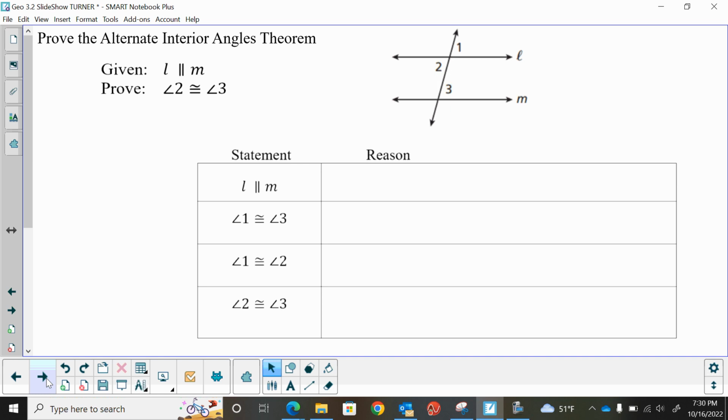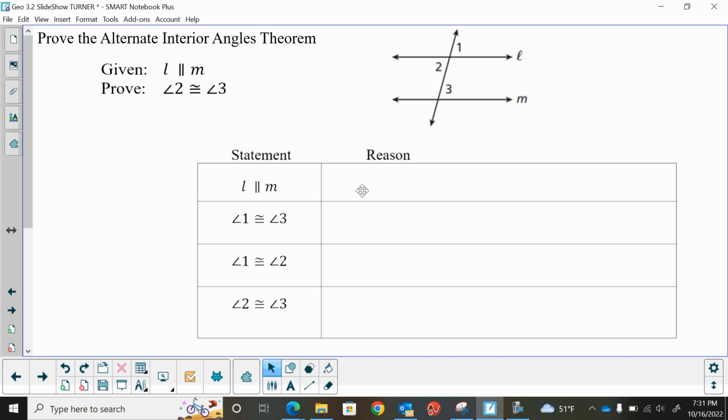So what we're going to do here is look at one quick little proof that actually proves the alternate interior angles theorem. And remember, you can't prove a theorem by using that theorem. So we can't use the alternate interior angles theorem in our proof. That would be like trying to define a word with the word in it, right? You can't use that word in its definition because the whole point is to explain what that word means.